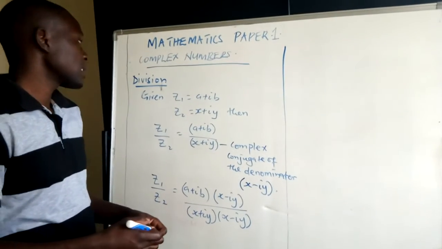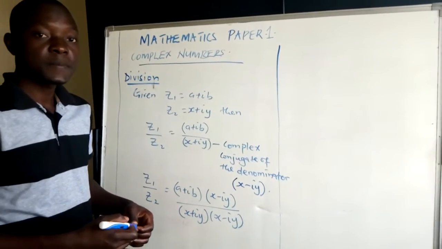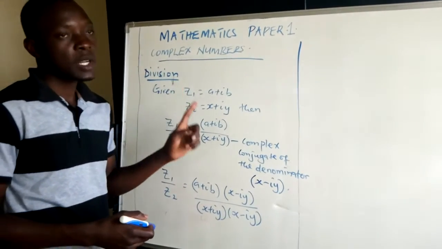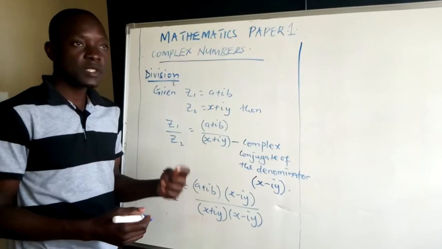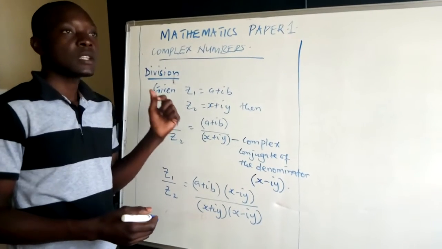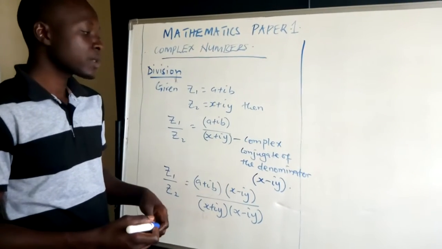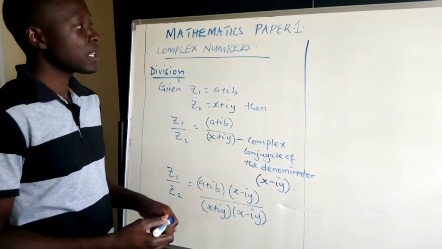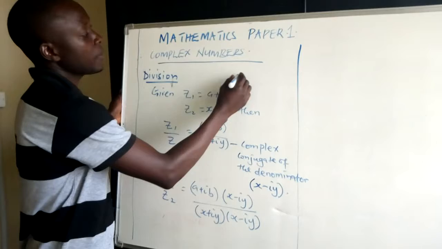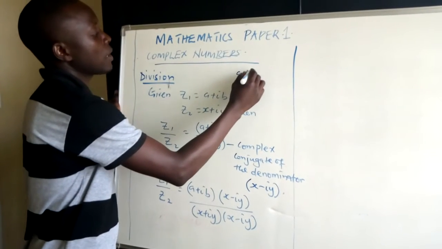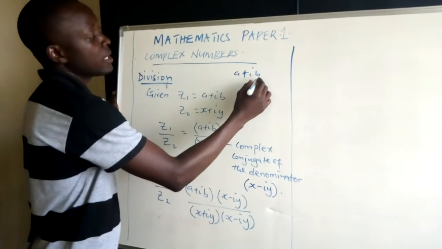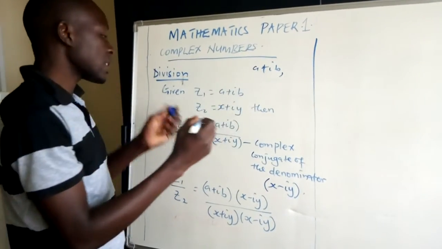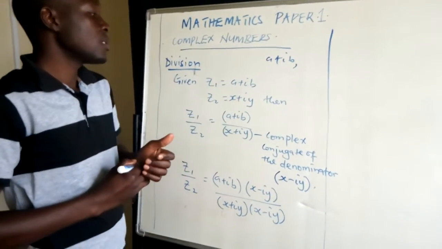After multiplication, let's look at the last operation. The last operation is division. And with division, what is most important, friends, is to recall the complex conjugate as we looked at it in the first lessons in the first videos. We said that if you have a complex number a plus ib, then for its conjugate, you change the sign. This is what is most important when it comes to division.